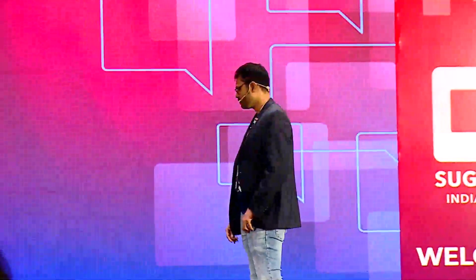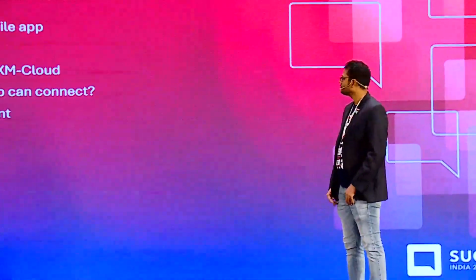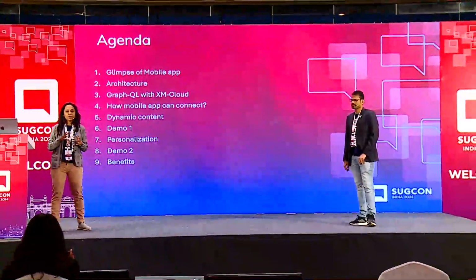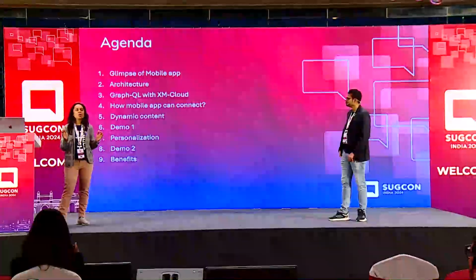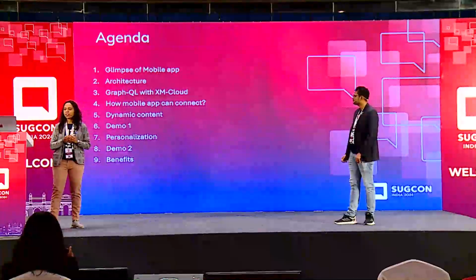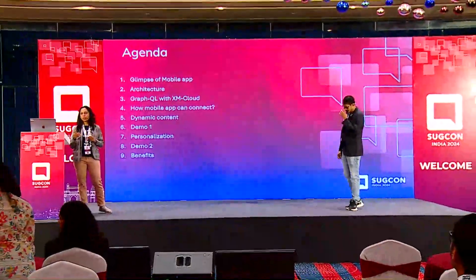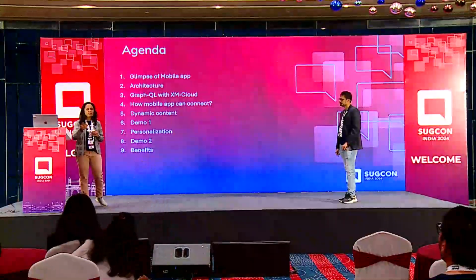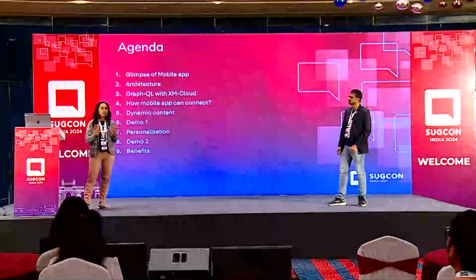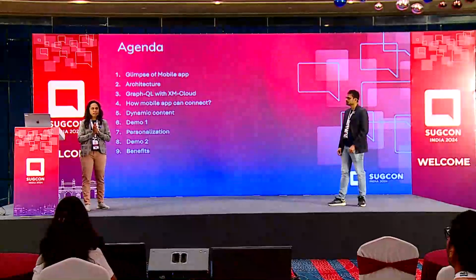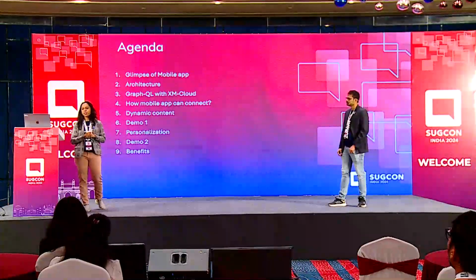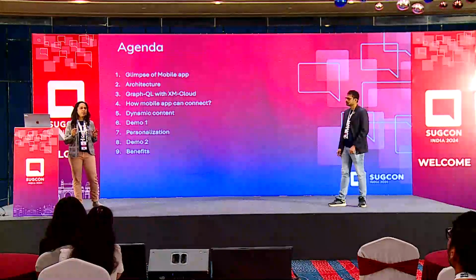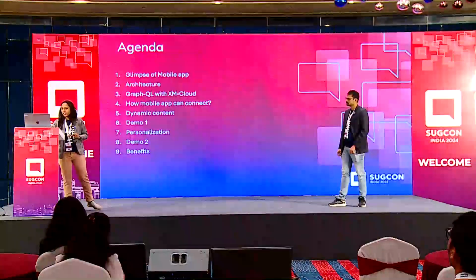So let's start by looking at the agenda for today. First, we'll show a glimpse of the mobile application that we have created with XM Cloud as a backend. Then we'll show the overall architecture of that implementation. Then we'll cover in detail GraphQL with XM Cloud. Then we'll show how the mobile app can connect with this. Then we'll show the dynamic content that we have implemented for the mobile application, with a demo for the same. We will show the personalization and a demo for the same, and at the end we'll cover the benefits of it.